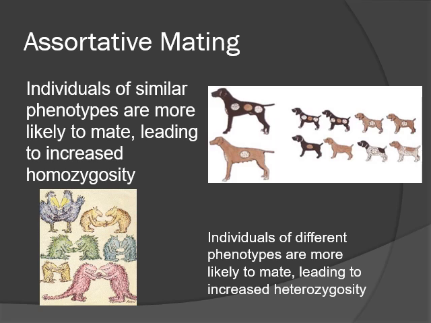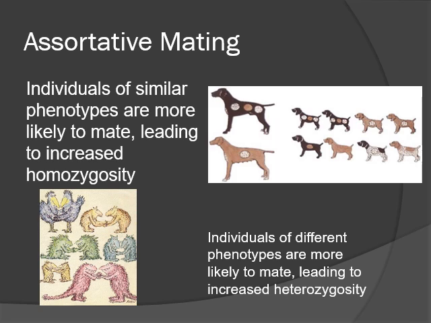You might have what's known as assortative mating. With assortative mating, you tend to mate with something that looks like you. Or you tend to force yourself to mate with something that looks very different than you. Individuals of similar phenotypes are more likely to mate, leading to increased homozygosity. Same plus the same equals the same, and this is the principle behind dog breeding. If you have two purebred dogs, you put them together, you expect the offspring to look like those two dogs.